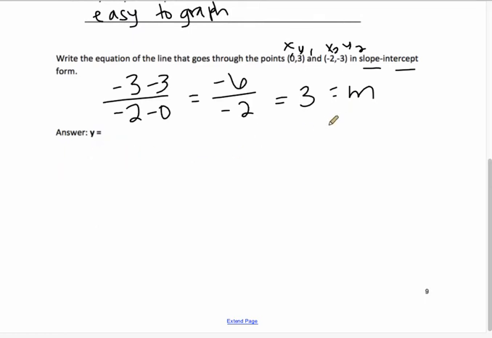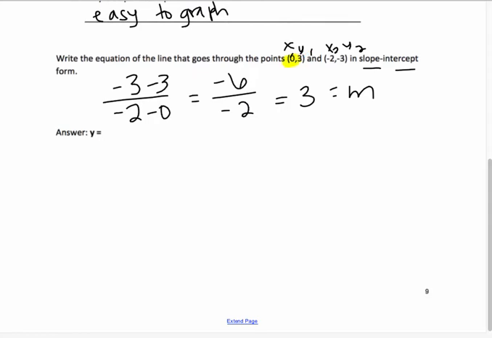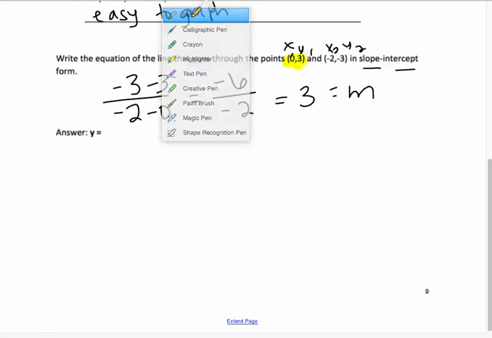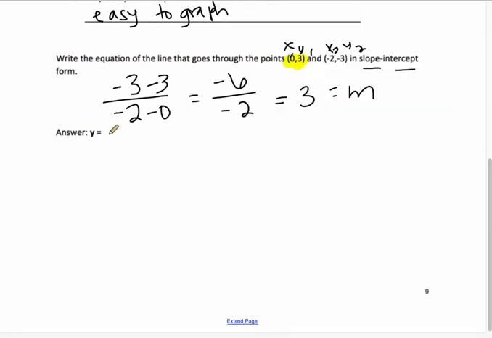So y equals 3x. Okay, now what's my b? Well, remember, my y-intercept is when x equals 0. So if you look at it, this is my y-intercept. So my y-intercept is 3. So I have my equation, y equals 3x plus 3. Okay?